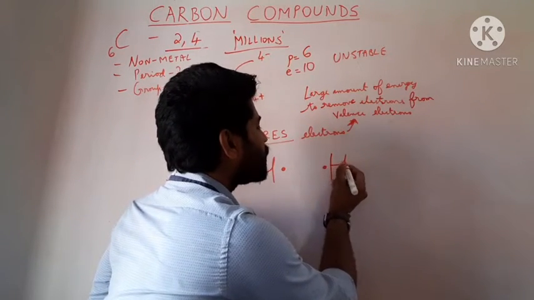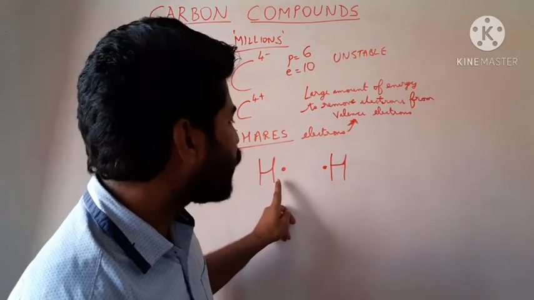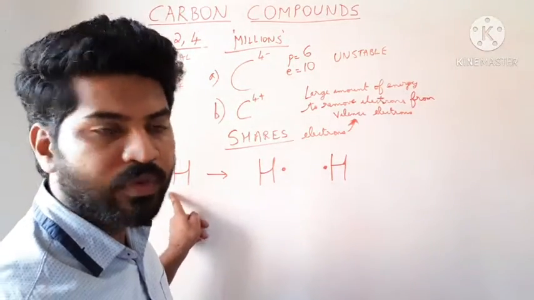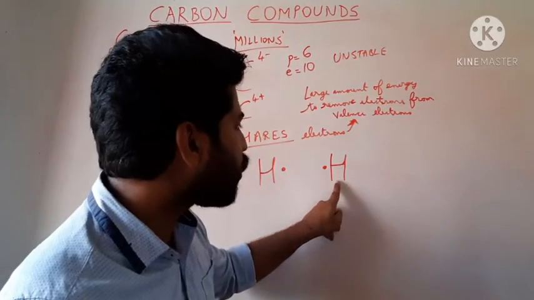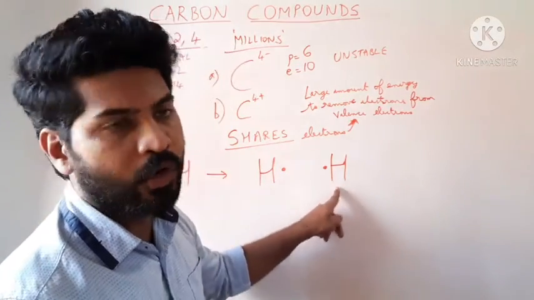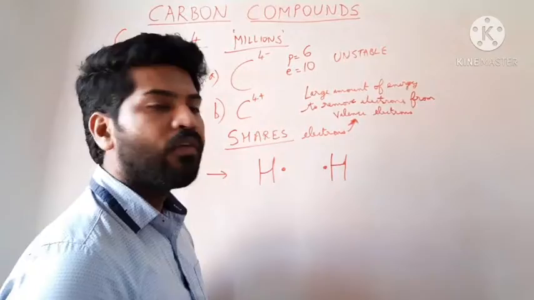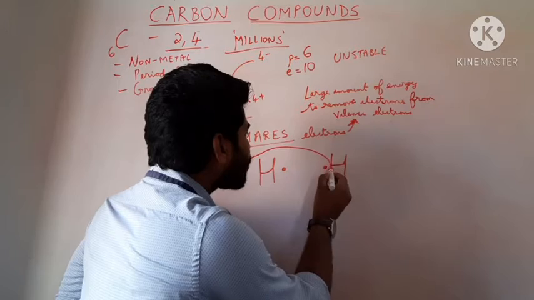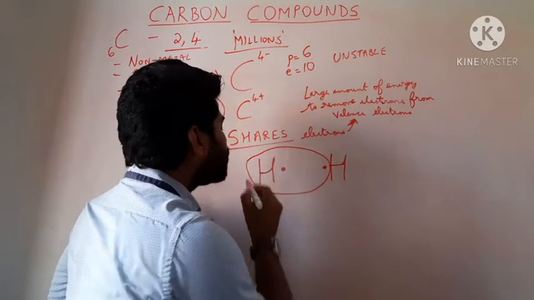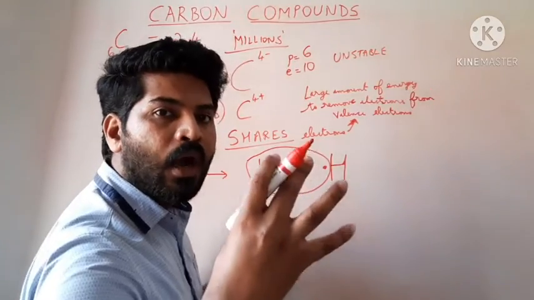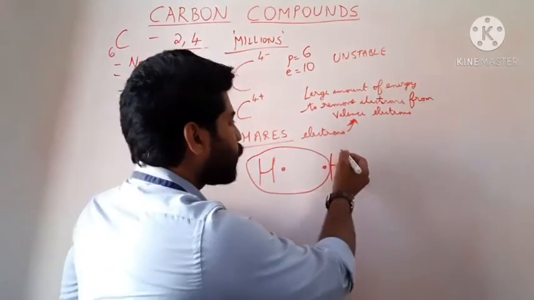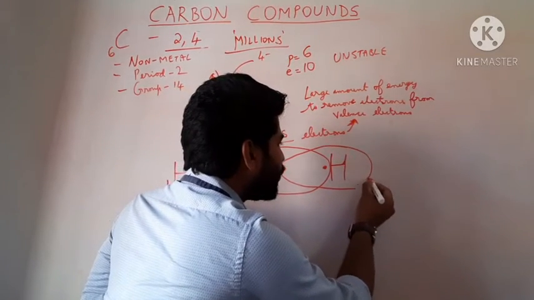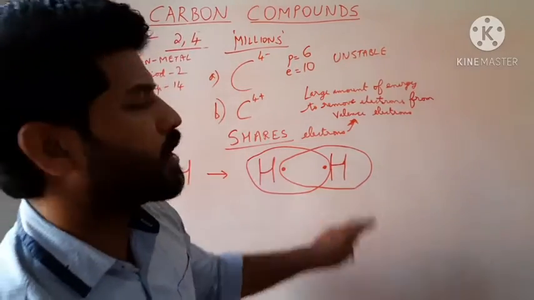So there is one more hydrogen atom. This hydrogen atom requires one electron for attaining a noble gas configuration. Similarly, this hydrogen atom also requires another electron. So they go for sharing of electrons. This sharing of electrons is shown as an overlap between the outermost shells. So when the outermost valence shells overlap, sharing of electrons takes place. This is what we show in the form of this structure.